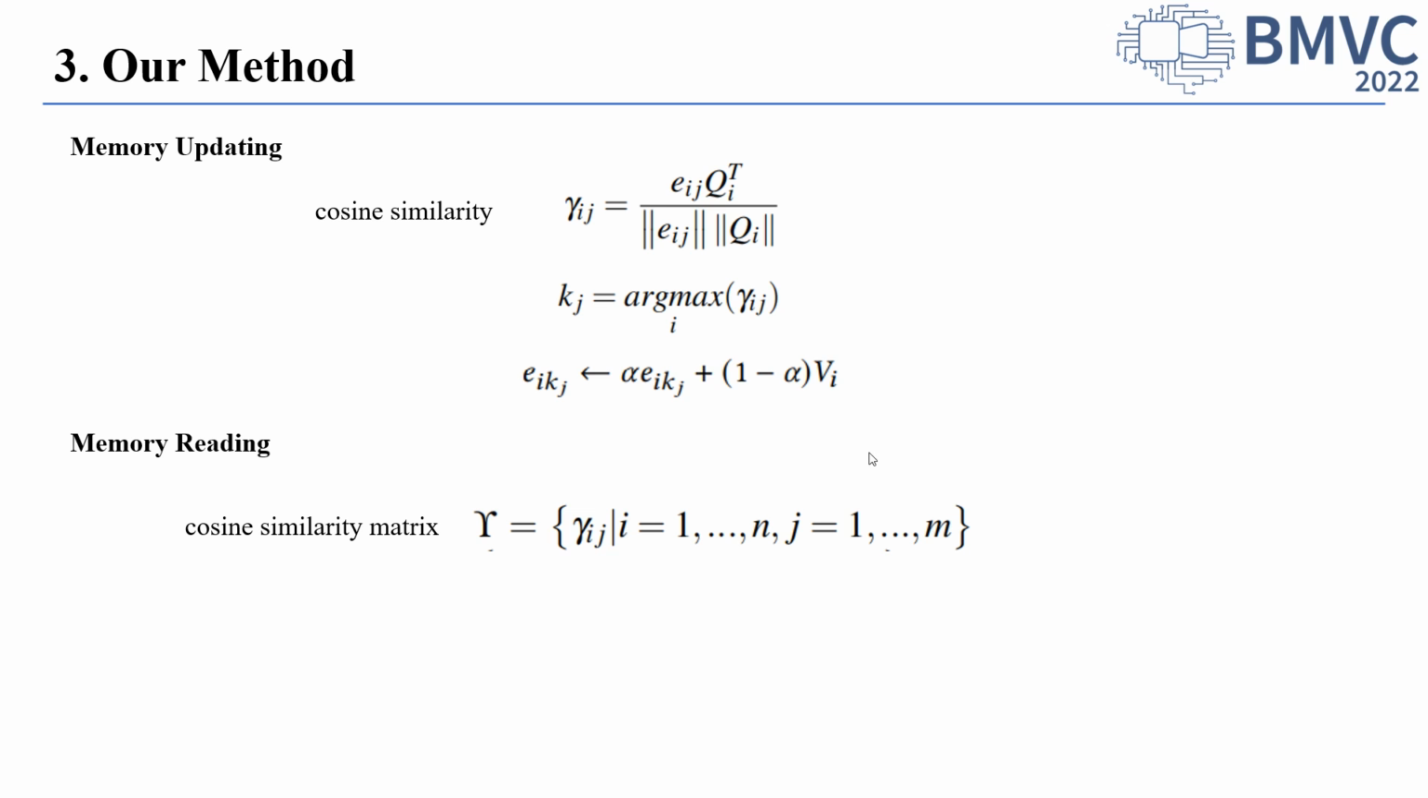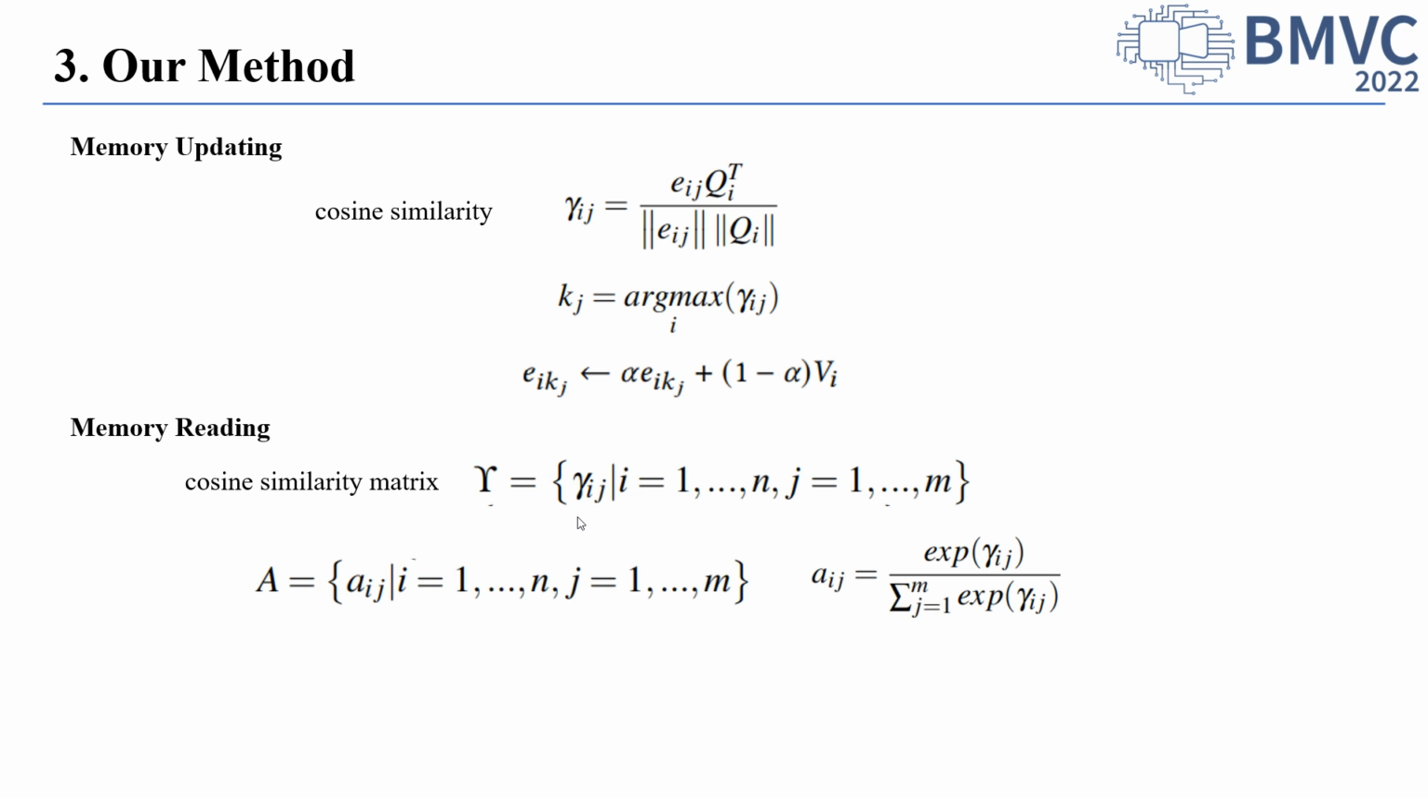After updating the memory, we reconstruct memory-based latent vectors. To begin with, the cosine similarity matrix is computed by the first formula. Then, the soft scores A are formulated by a softmax operation. Finally, the memory-based latent vectors are constructed by aggregating memory slots with the soft scores.